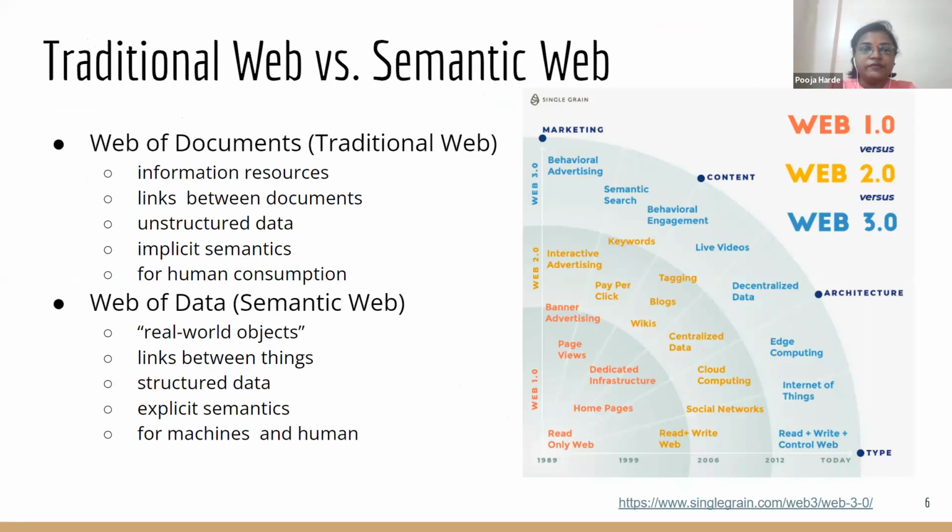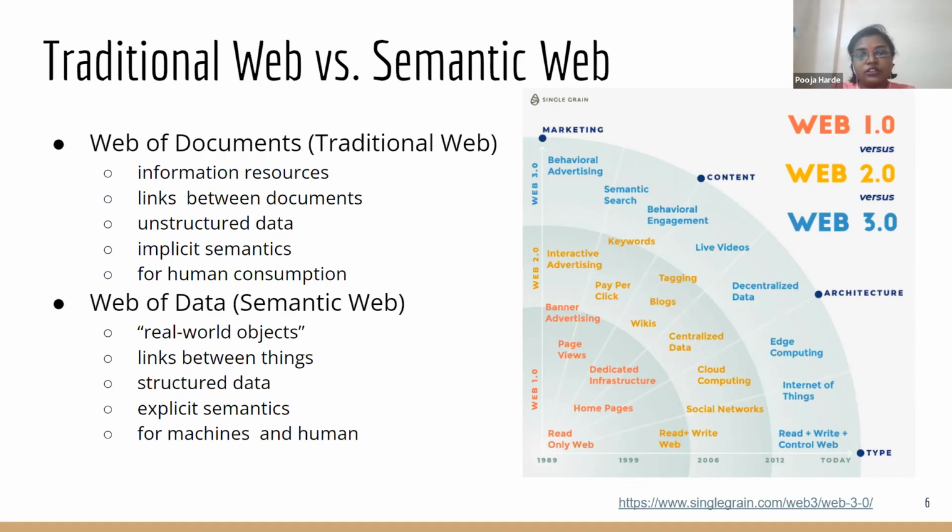In the traditional web we used to link the documents. The structure used to be unstructured data, in the form of PDF files, web text, CSV or something like that. The knowledge or semantics in the traditional web used to be implicit. If anyone wants to gain knowledge from the data available on the web, only humans can do that, not machines. So that web of documents was for human consumption.